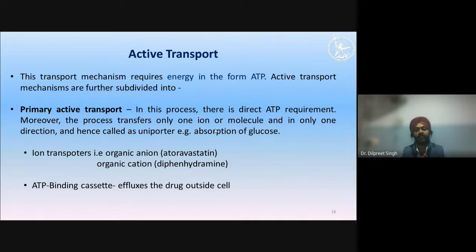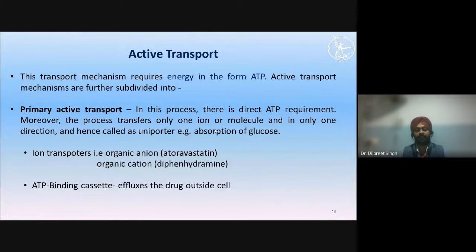And when the molecule is transported, there is a net change in the energy. That is called a uniport system. The uniport system basically comes with the absorption of glucose. Two types of transporters are available in primary active transport, because primary active transport is basically held in the intestinal or basolateral membrane. In the intestinal epithelium, there are a number of transporters available. Among the ion transporters, there are two types: organic anion transporter and organic cation transporter. The organic anion transporter is used for acidic or negatively charged drugs like atorvastatin.